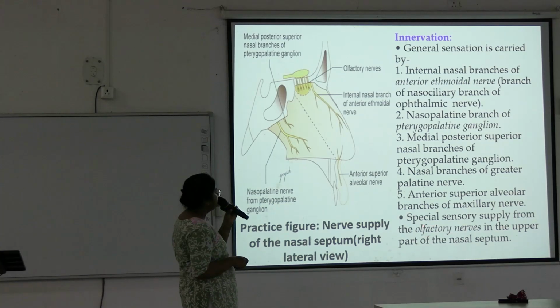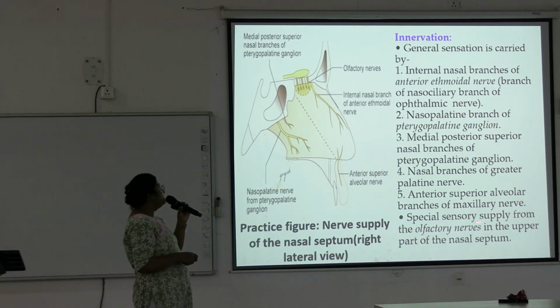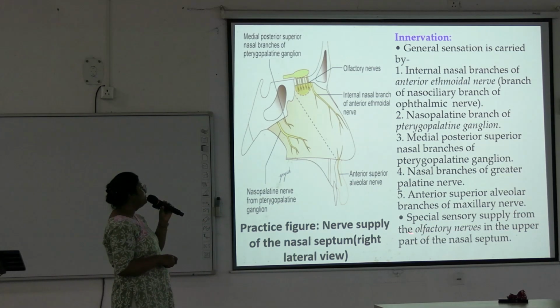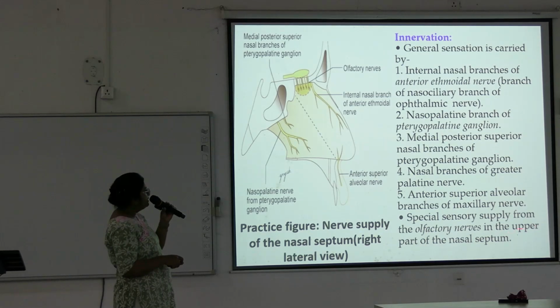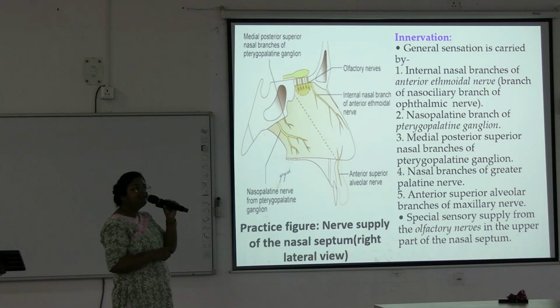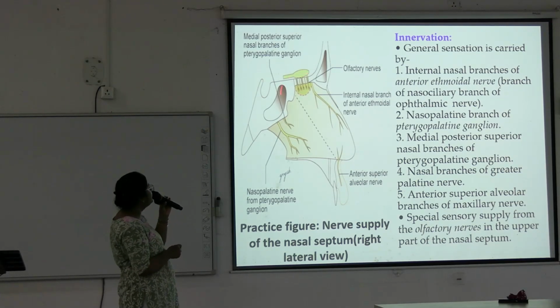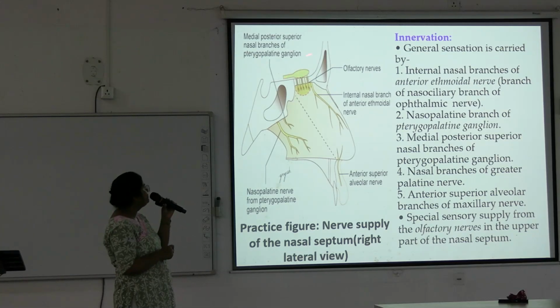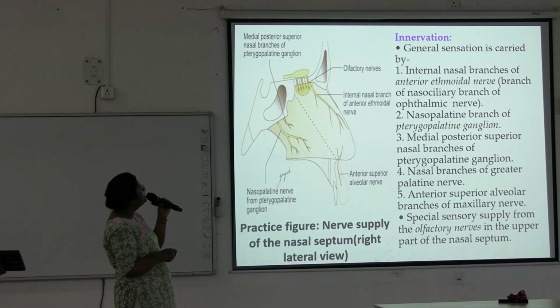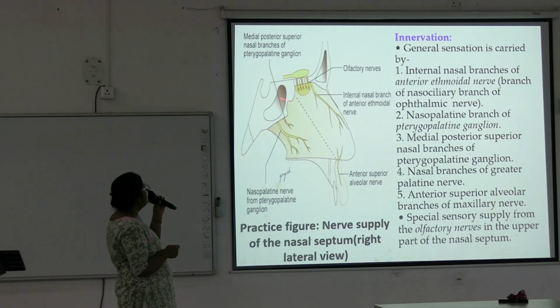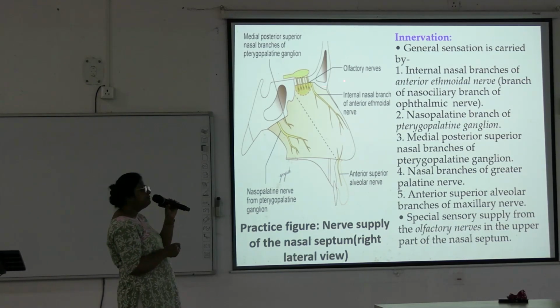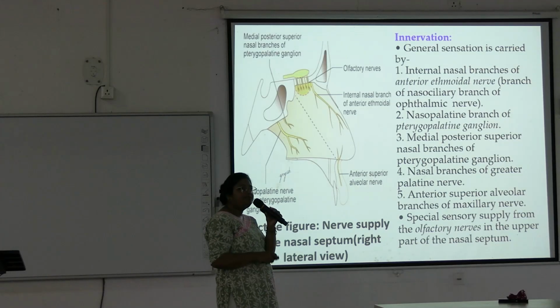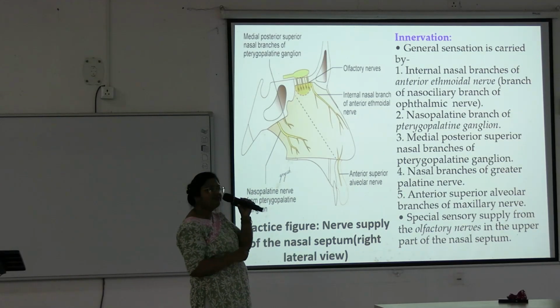Next, special sensation is supplied by the olfactory nerves in the upper part of the nasal septum. Olfaction is carried from this area, near the roof, from the upper part of the nasal septum. It is carried by the olfactory nerve passing through the cribriform plate and entering into the olfactory bulb. So this is the nerve supply. For nerve supply, you can practice this diagram.